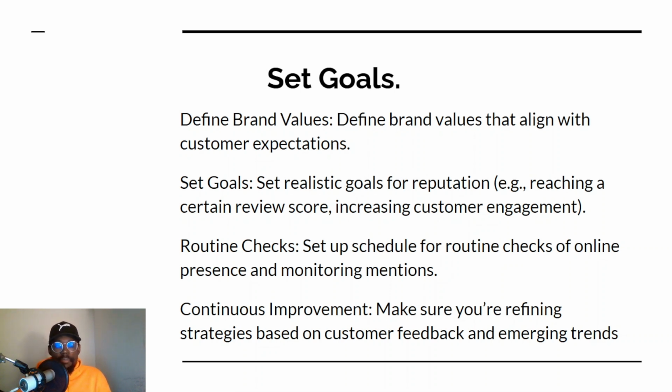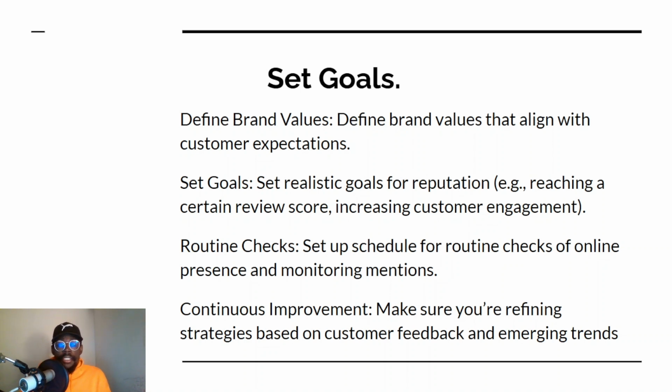Routine checks is, there's no other way you're going to see if you're actually hitting those goals unless you have a schedule set up of checking those goals. Okay, so if you want to have 50 reviews by the end of the quarter, right, first of all, you need to come up with a plan on how you're going to do that, and you want to be checking every month or so, every couple weeks, to make sure that by the end of this quarter, I'm actually on track of hitting my goal.